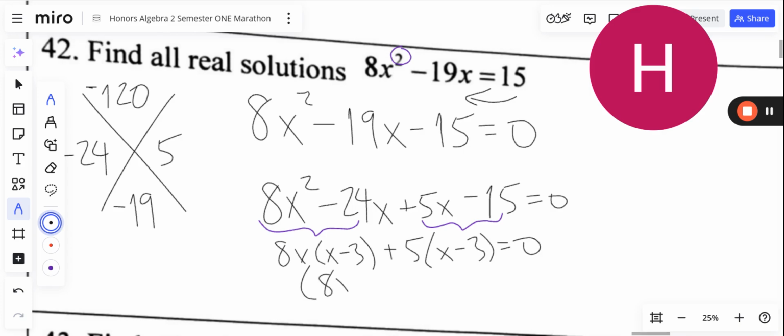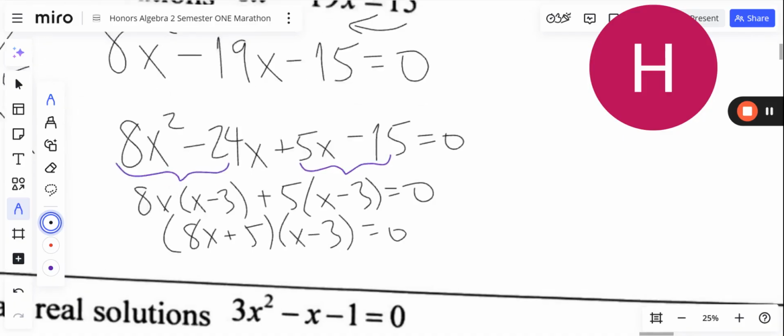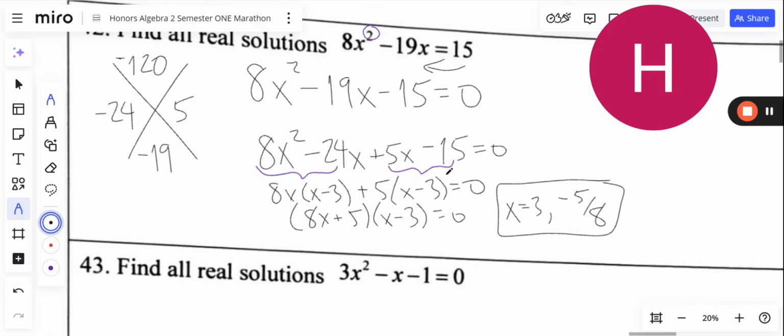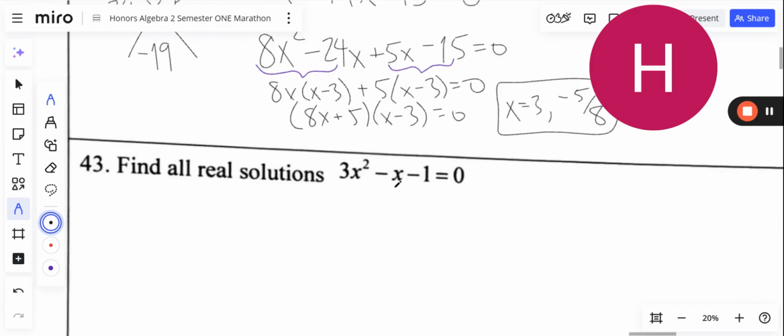And we'll have 8x plus 5 times x minus 3 equals 0. And those solutions will be x equals 3, of course, and x equals negative 5 over 8. Bam. Those are real numbers, so we're good to go.